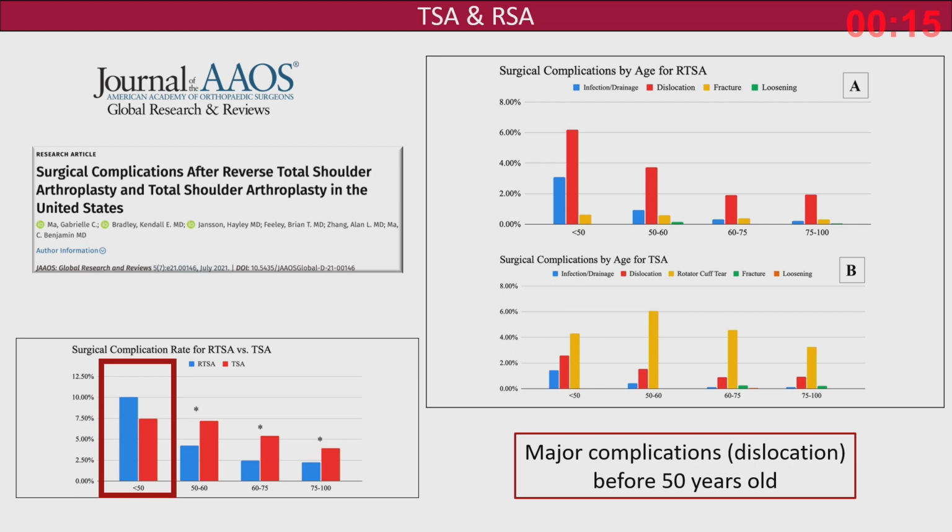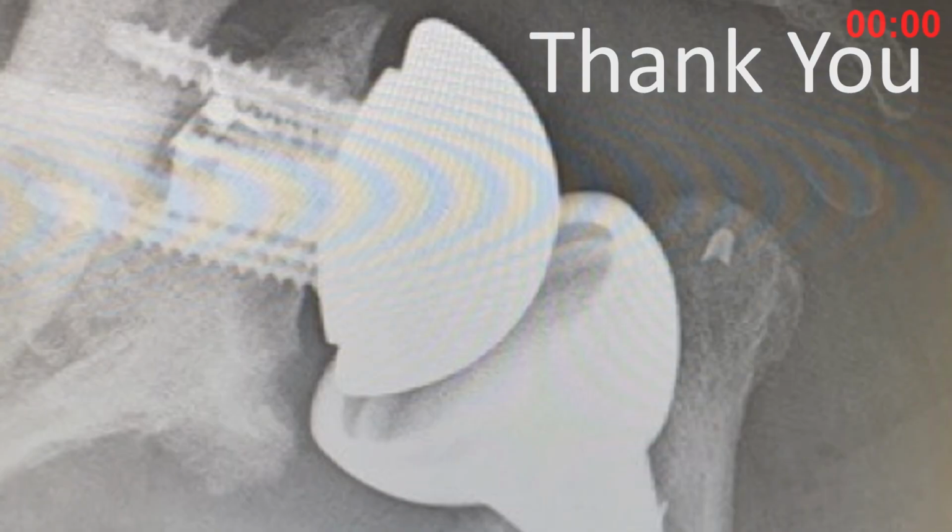a major complication, dislocation, is when we treat a patient before 50 years old, and in particular in reverse total shoulder arthroplasty. And it means that we can consider this fact in the future. Thank you.